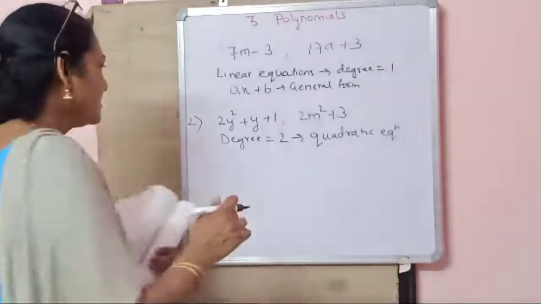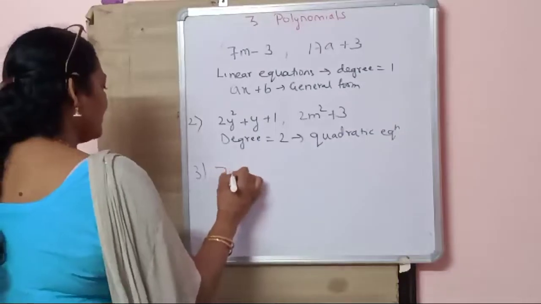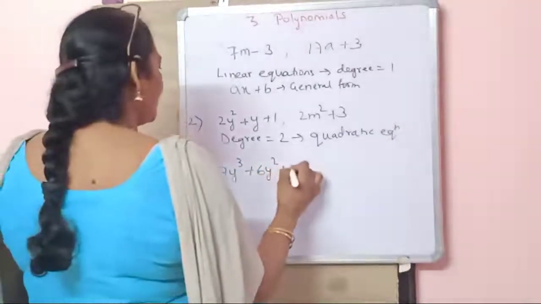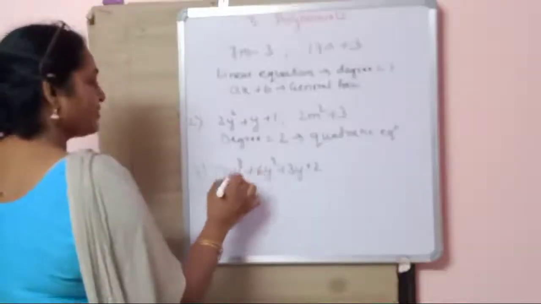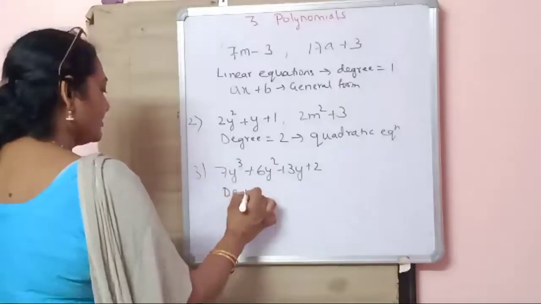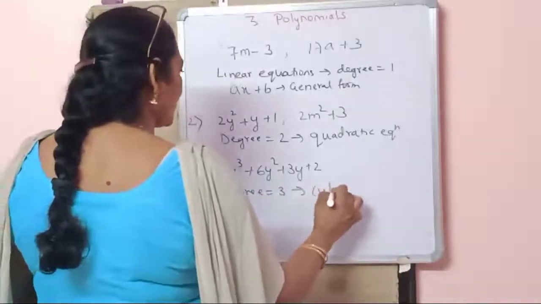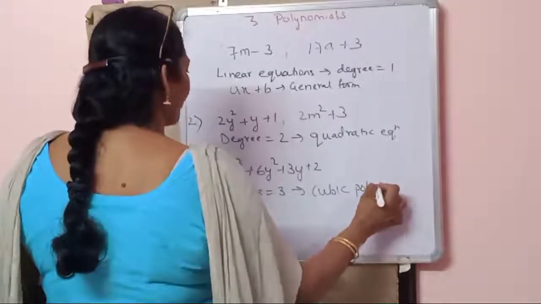Then next one is with degree 3. For example, suppose 7y raised to 3 plus 6y square plus 3y plus 2. Here the highest degree of the polynomial is equal to 3. So the degree of the polynomial is 3. Therefore this polynomial is called a cubic polynomial.